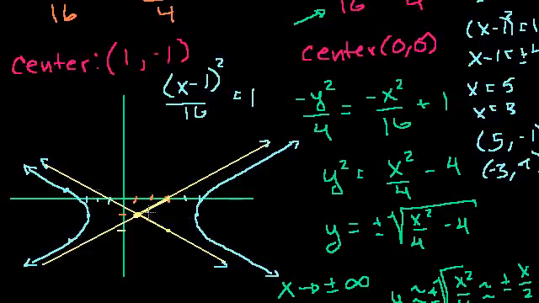The hard part really is just to identify the asymptotes and just to figure out, do we sit on the left and the right, or do we sit on the top and the bottom? And then you're done. You can graph your hyperbola.